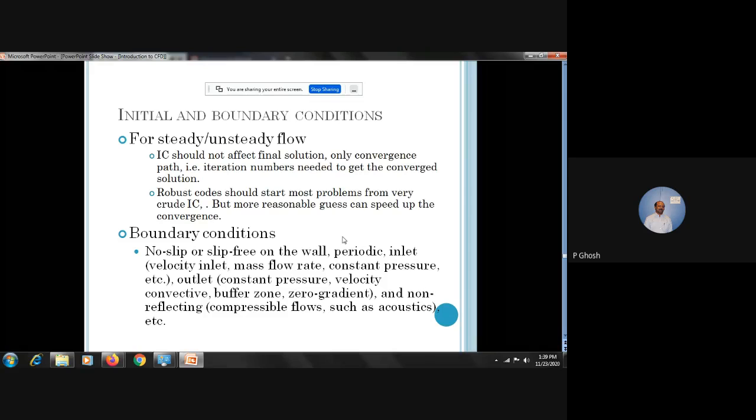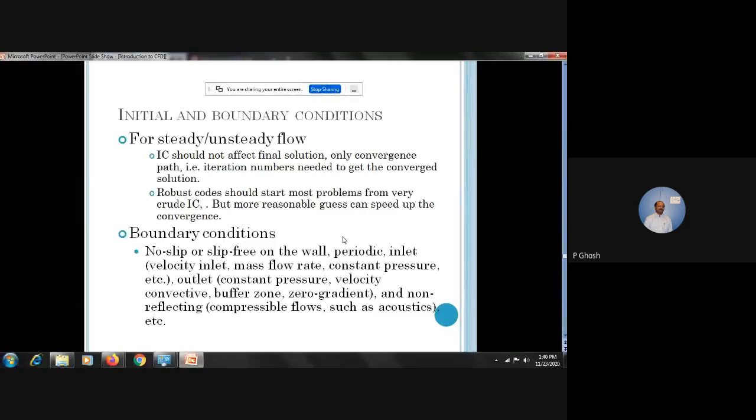So we are assuming 0.1, 0.01, 0.001, whatever time step you want to study, and that has to be properly selected. And I'll give you a caution: per time step, don't allow more than 20 to 25 iterations.